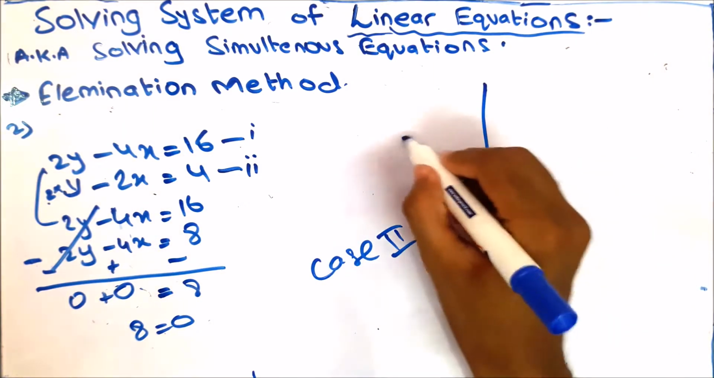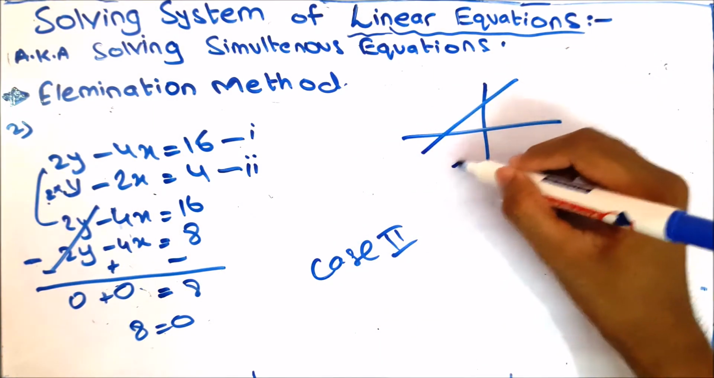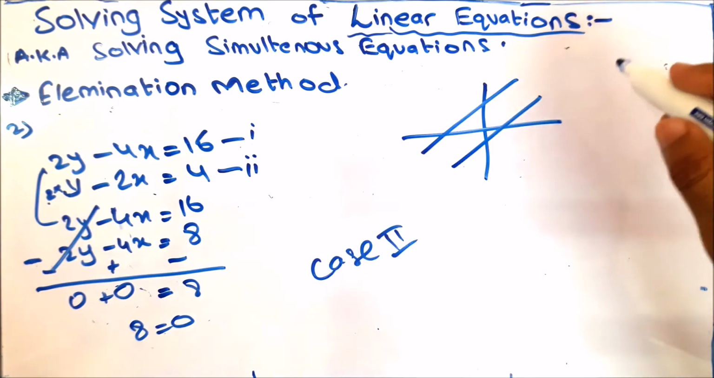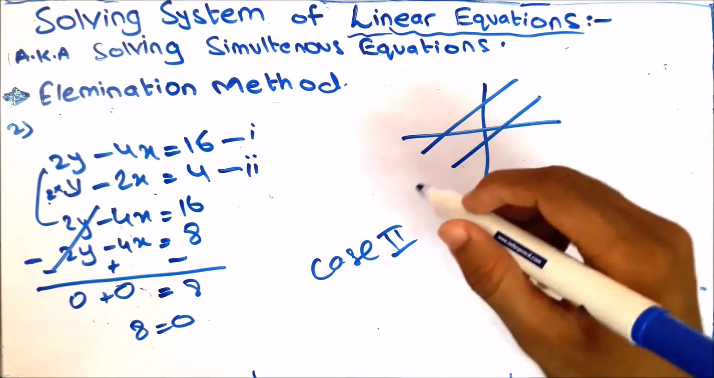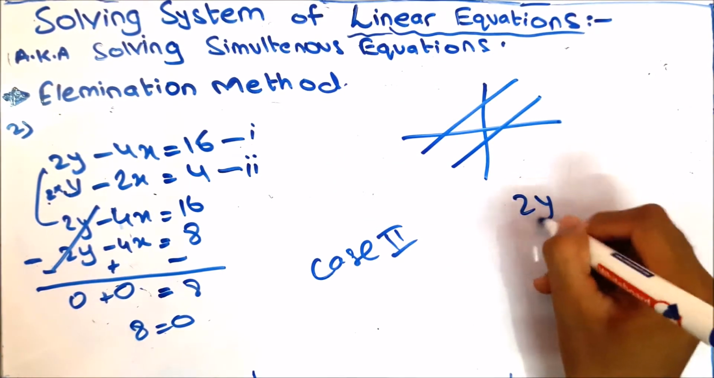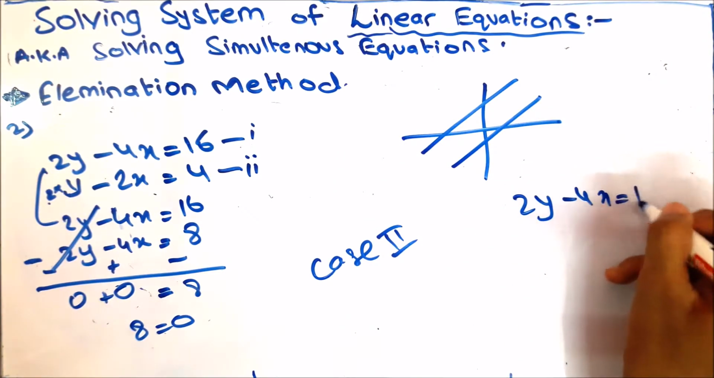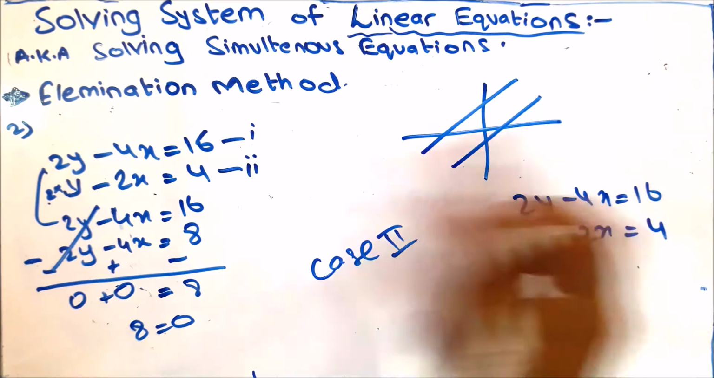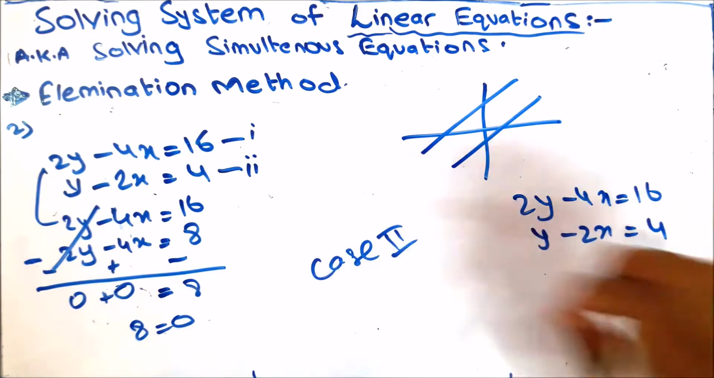These lines are parallel and they do not intersect. However long they go, they just won't ever intersect. You can notice one thing from these equations: 2y minus 4x is equal to 16 and y minus 2x is equal to 4.